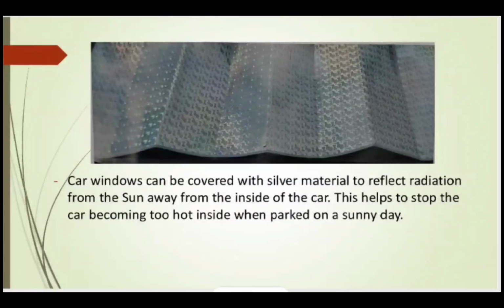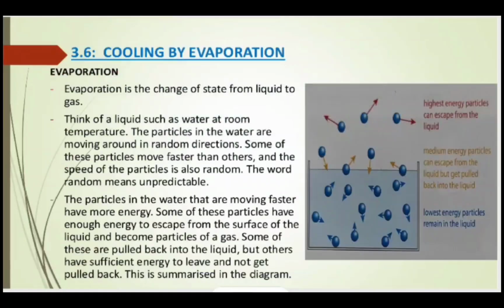Alright, children, science can make life easier. Car windows can be covered with silver material to reflect radiation from the sun. So if sunlight is coming inside the car and making the car hot, what needs to be done? A silver material reflector should be put on the glass windows or the windshield to keep the radiation of the sun away, so the inside of the car does not become hot when you sit in it. This helps to stop the car becoming too hot when parked on a sunny day.